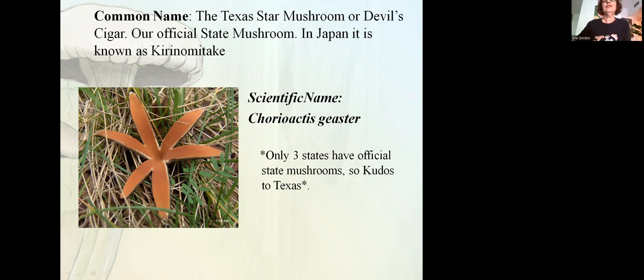And this is our state mushroom. It's really cool that Texas is one of the few states that actually has an official state mushroom, which is not surprising because this mushroom's also only found in Japan. And in another form, it looks like a cigar, but when it opens up, it looks like a star. So that's why we want to stay away from common names.